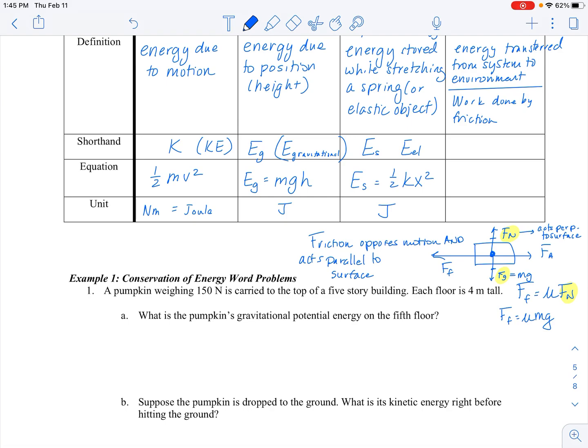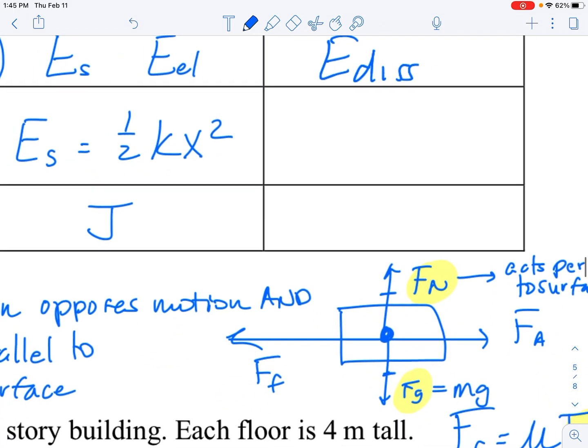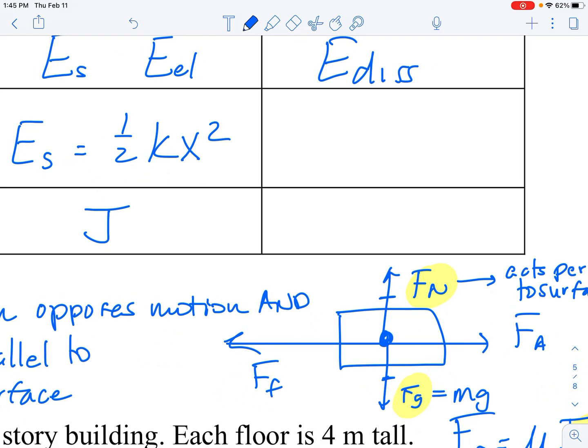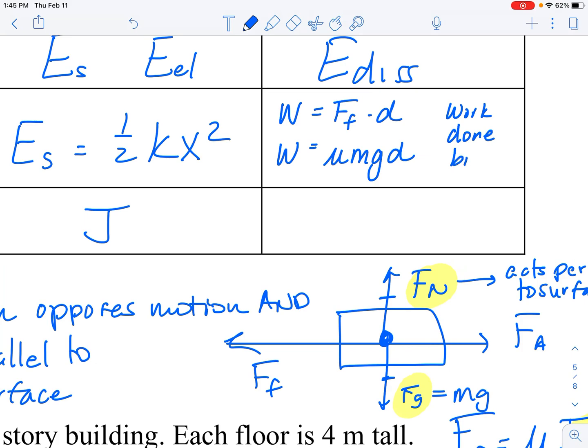And if that is the case, this is E dis. The work done by friction, the work done to drag a box like this, would be equal to the force of friction times the distance. And on a flat surface, that force of friction is mu mg, and then times the distance. Again, this is just for work done by friction to drag an object. And the unit for that is also joules.